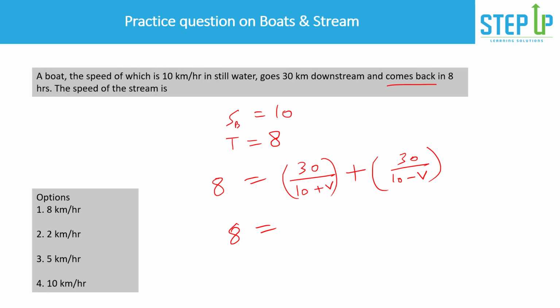So let's say 10 km per hour. This can never be the answer, because this will be 10 minus 10, I mean, this is 0 and this is infinite. So obviously this option is not good. Let's say 5 km per hour. So 30 upon 10 plus 5 is 15, and 30 upon 15 is 2, plus 30 upon 10 minus V. V is 5, so 30 upon 5 is 6. So 2 plus 6 is 8, that means this is the answer.